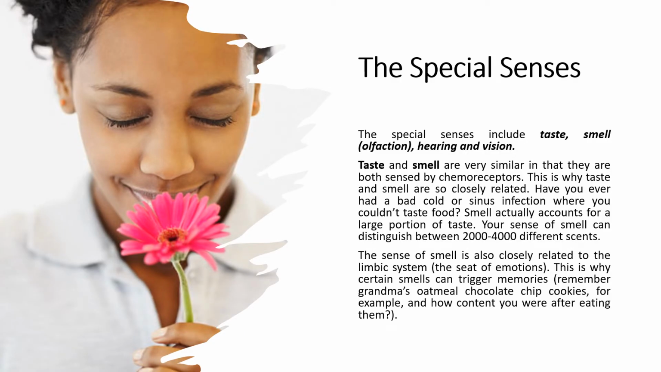Let's now discuss the special senses. The special senses include taste, gustatory, smell, which is olfaction, hearing, and vision. We will be having a separate lecture on both hearing and vision. Taste and smell are very similar in that they are both sensed by chemoreceptors. This is why taste and smell are so closely related.